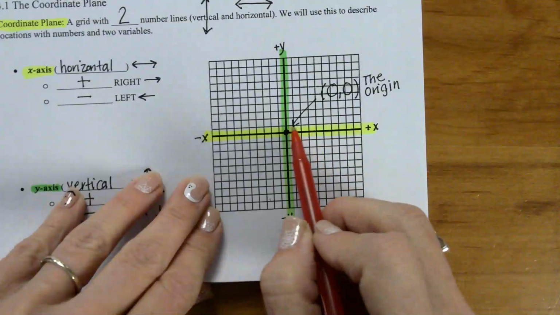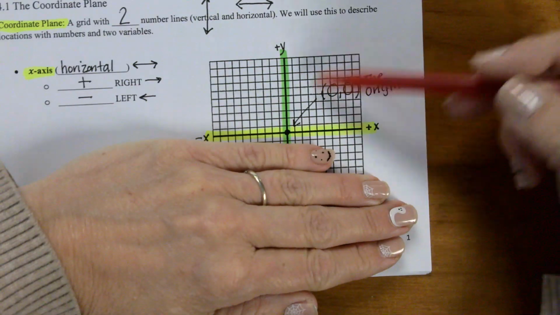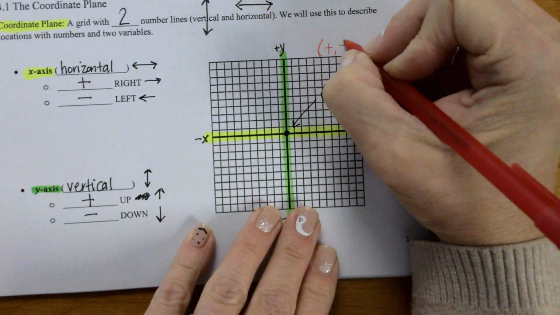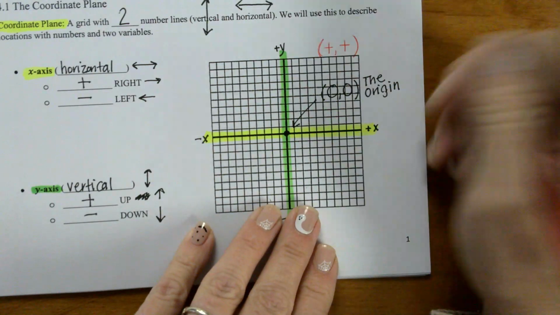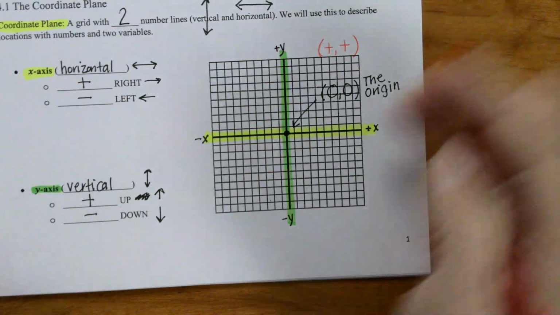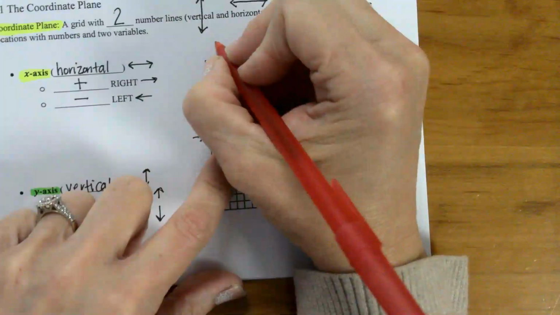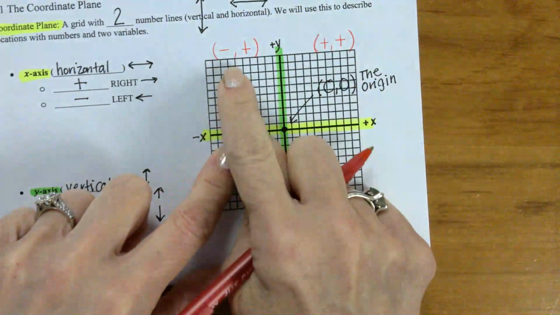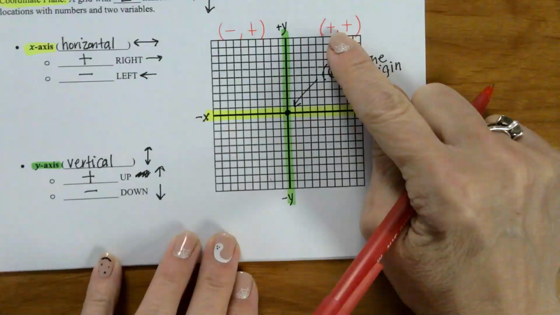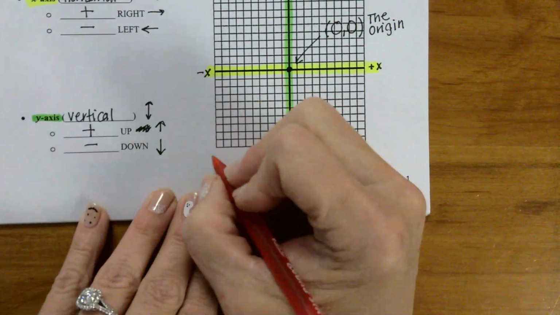I want you to notice here, if all of these x's are positive and all of these y's are positive, this section right here, all of your ordered pairs are positive, positive. This, what I'm writing in red, is really good to write on your graphs. On this side, all of these x values here are negative. The y values are still positive. In this lower corner here, it is the opposite of this upper corner. So everything down here in this lower left corner is negative, negative.